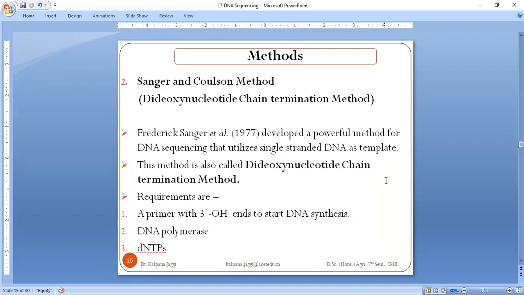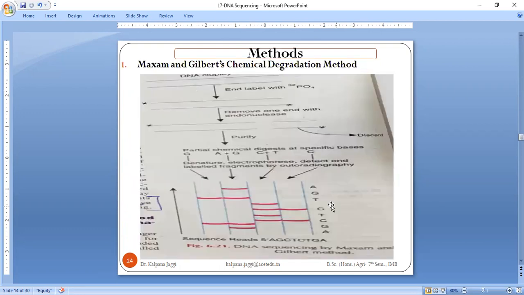With this, I just introduced you to how, once the partial digestion of the bases is done, thereafter we run electrophoresis, and since these are radio labeled, they will be emitting light, in turn bands will be created, and this is the way the sequence can be analyzed. With this, we complete our very first method of DNA sequencing, that is the Maxam and Gilbert chemical degradation method.